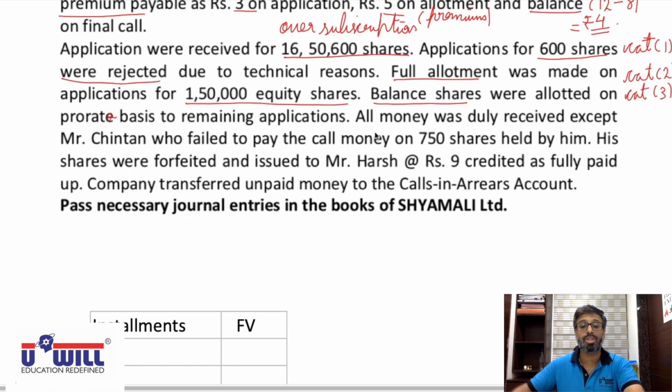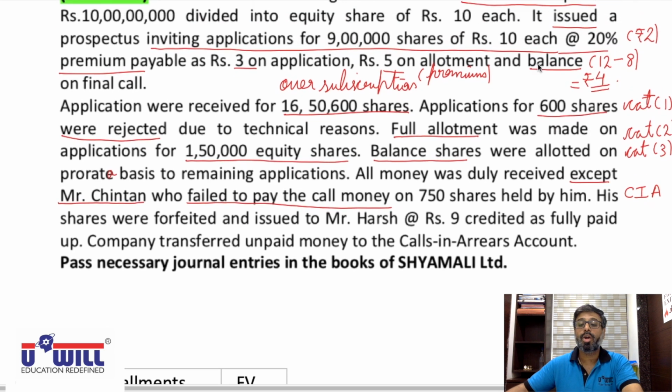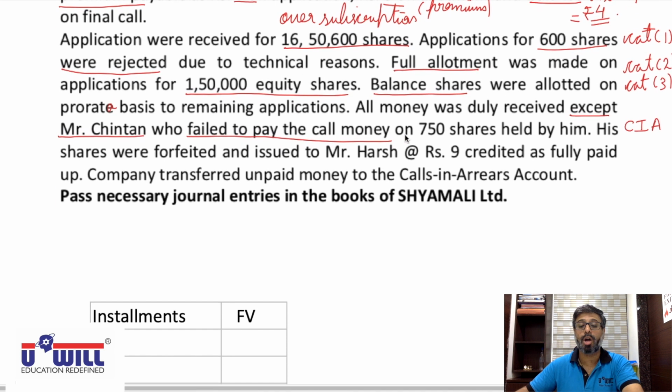We have done it in earlier questions also. Once we solve it will be clear. Now all money was duly received, and line except Mr. Chintan, who failed to pay the call money, means these are calls in arrears. Okay, which installment is not paid by Chintan? Call money, last installment of call money on 750 shares held by him.